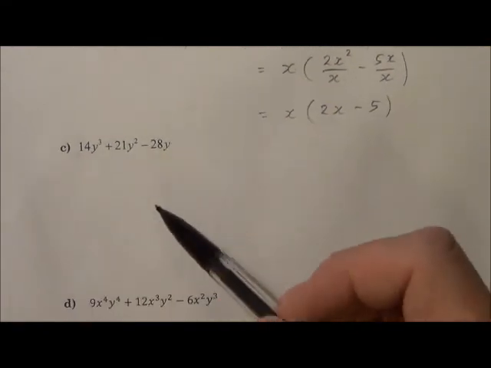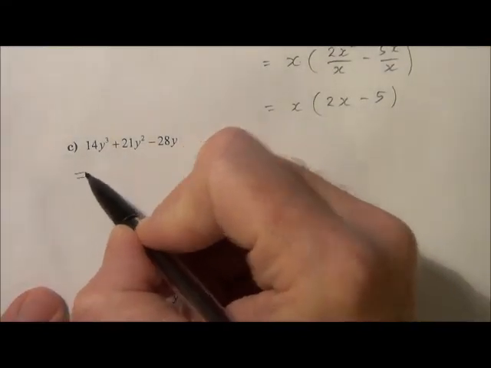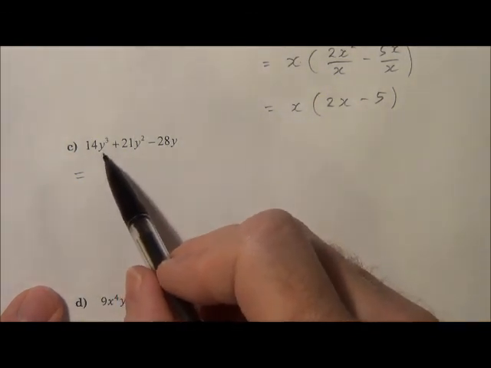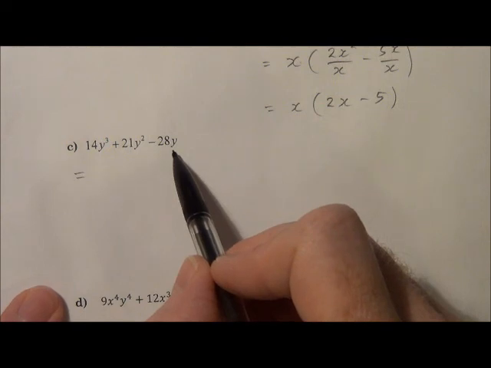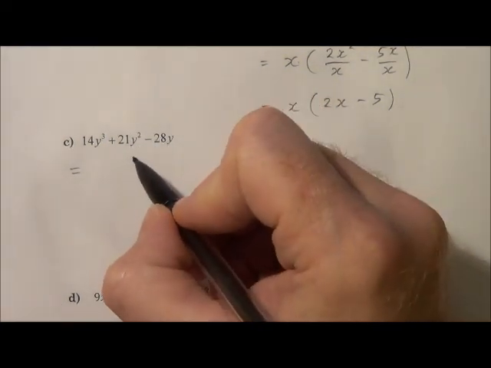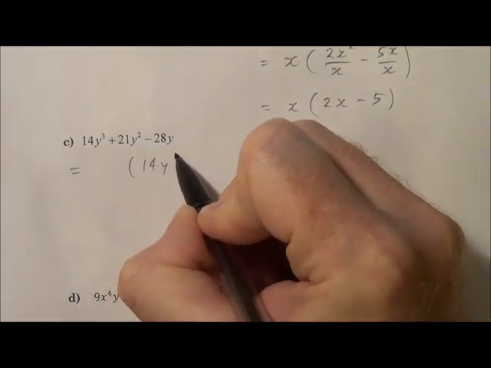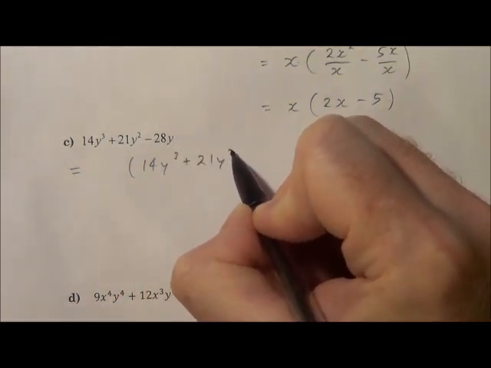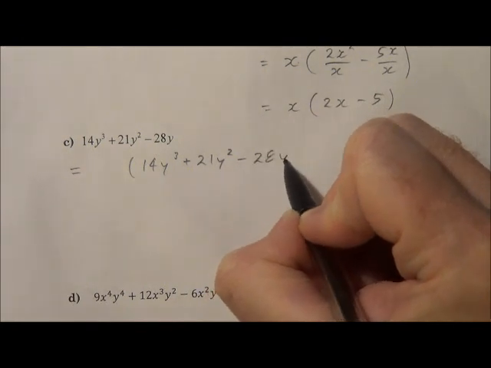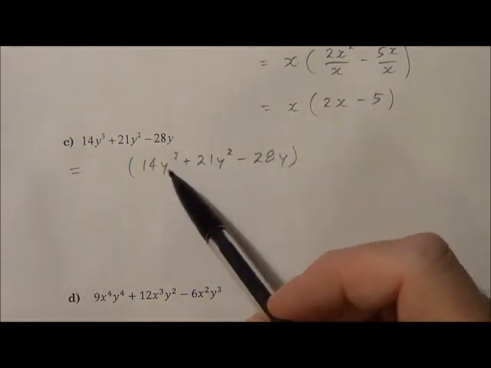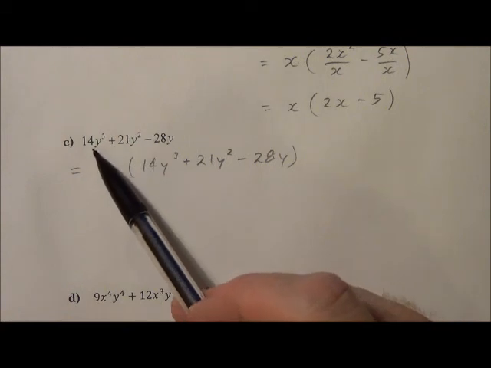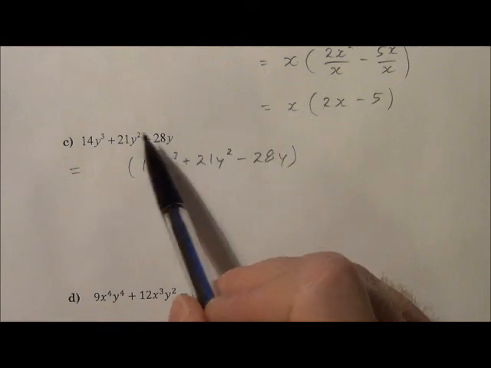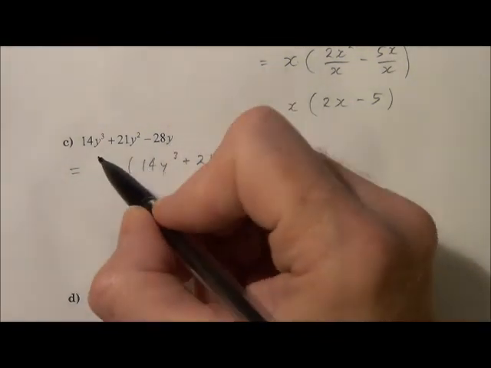Okay, same kind of thing can be done with these next ones. I'm just going to do the new technique right now, just for fun. So I've got 14y cubed plus 21y squared minus 28y. As I write this out, I'm going to ask, what's the greatest common factor of all of these terms? And well, I see that there's 14, 21, and 28. Each of those are divisible by 7.